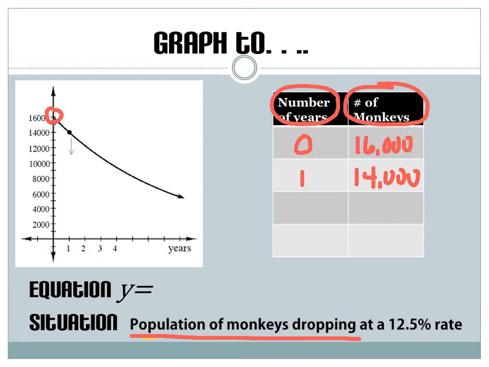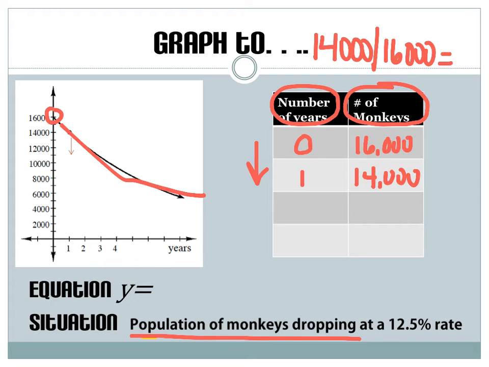So we can use the term 0 and the term 1. So we're going to multiply. Notice it's going down, which means we're going to expect a multiplier that is less than 1. So we're going to do 14,000 divided by 16,000, and you end up with 0.875. That's our multiplier. And so we would continue using that multiplier to find the remaining years.